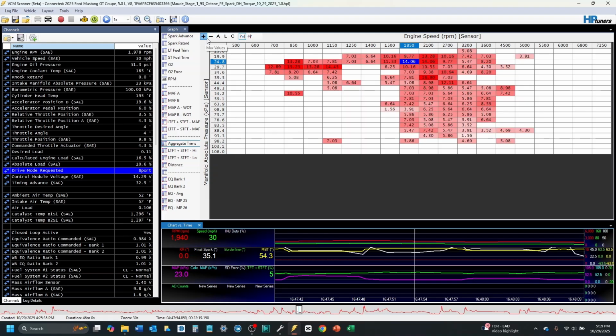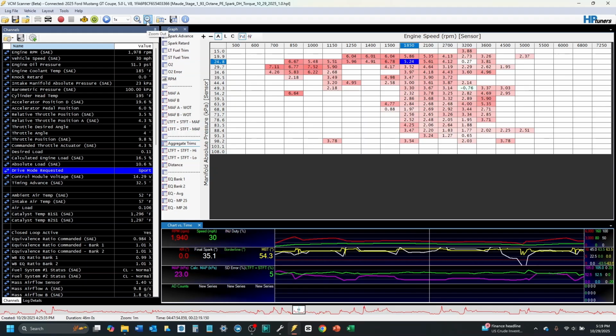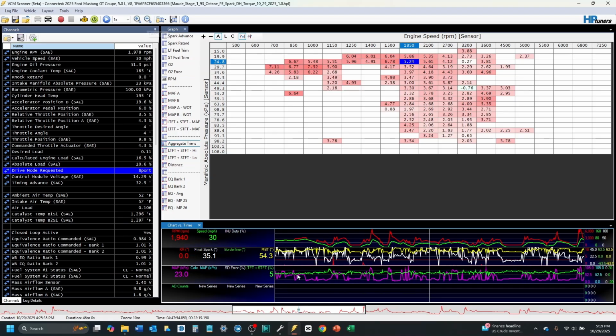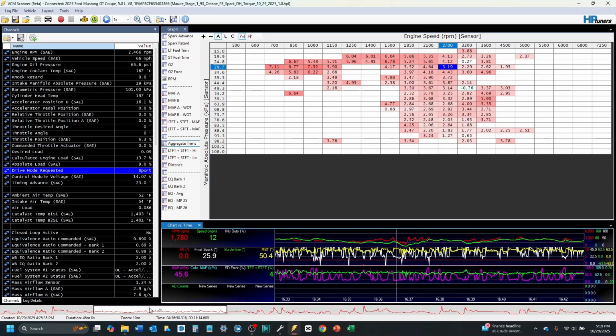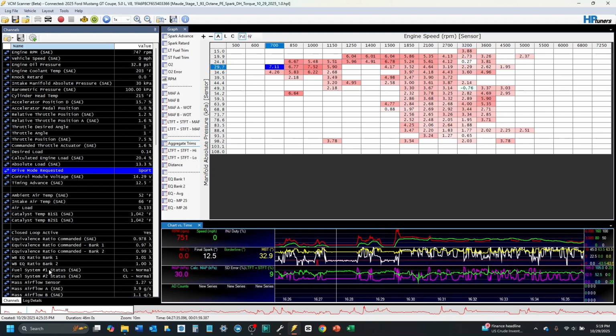Is it these? No, it's not those. What am I doing? I'm having a brain fart. There we go. All right, so let's zoom out a bit. We'll come back over here.